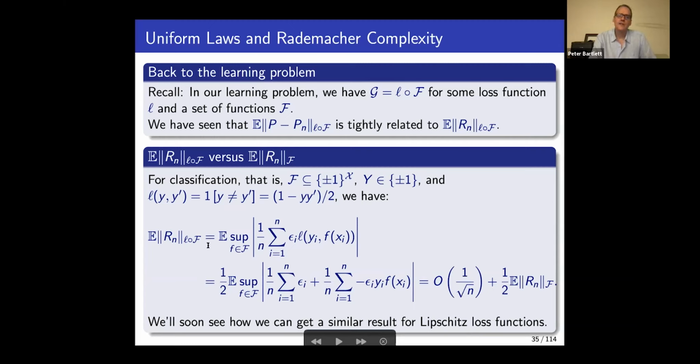All right, so that tells us that the Rademacher complexity of our loss class is closely related to the Rademacher complexity of our function class for this particular example of 0-1 loss. We'll see that we can get a similar relationship between these two for continuous, Lipschitz loss functions.